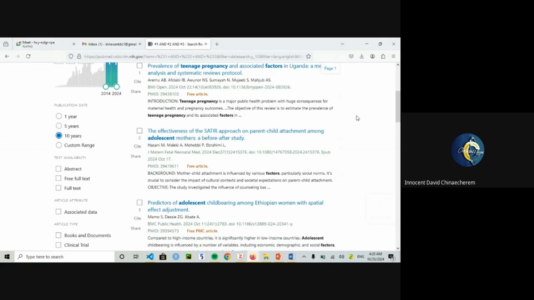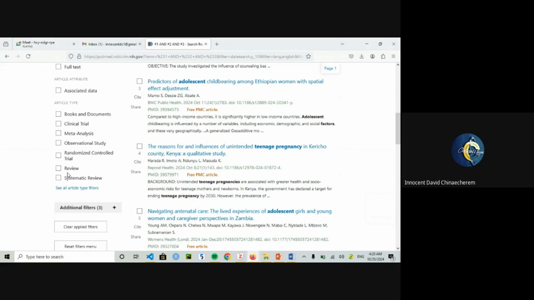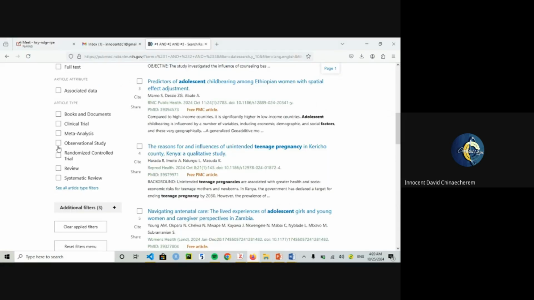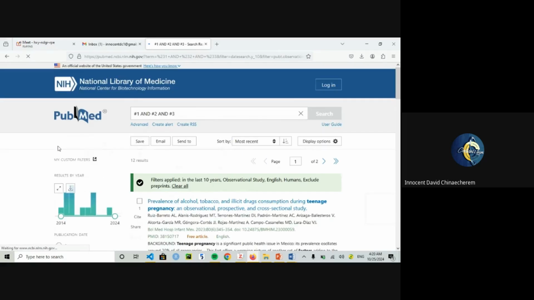Then I'm going to pick out, remember, I'm not interested in systematic reviews and reviews. That was stated here in my inclusion and exclusion criteria. I'm not interested in review articles. I'm only interested in primary studies, like observational studies. These are also what we call observational studies, like this. So I'm going to come down here and click on observational. That brings it down more.